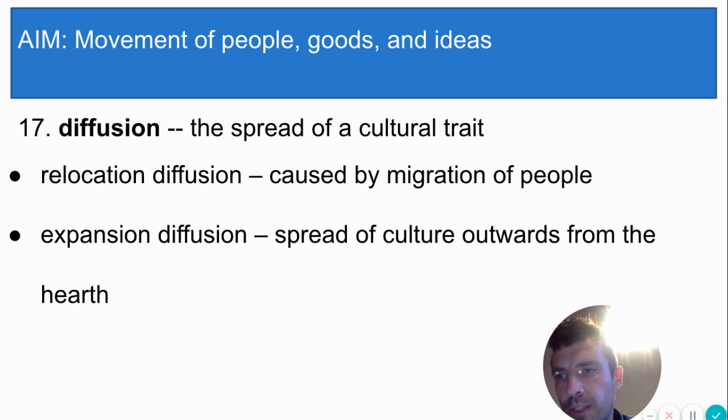Now we're going to look at three different types of expansion diffusion. Look at your vocab sheet. I've listed these three types as subheadings under expansion diffusion to remind you that they all fall under this category.